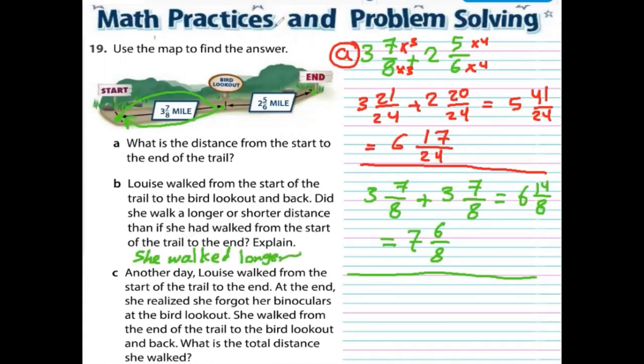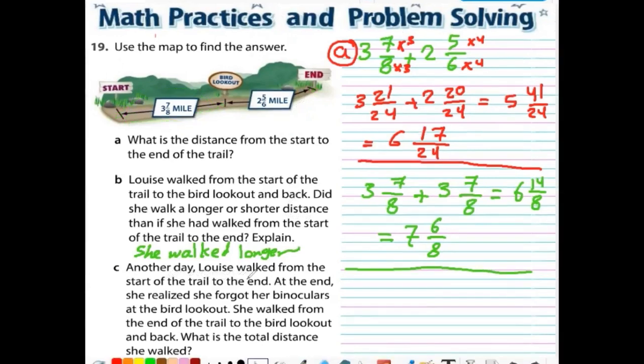Okay, we'll move to the third question that we have in here. Another day, Louise walked from the start of the trail to the end. So from the start to the end. At the end, she realized that she forgot her binoculars at the bird lookout. So she went back this distance, then she goes back to the end point. What is the total distance in here?